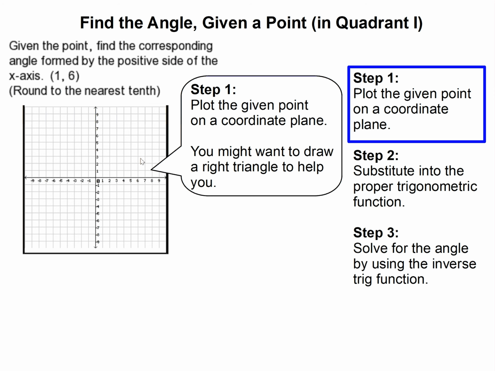So that would be this side, right? Because the x-axis is here, positive side. So they give us the point 1, 6. Alright, so there it is right there.